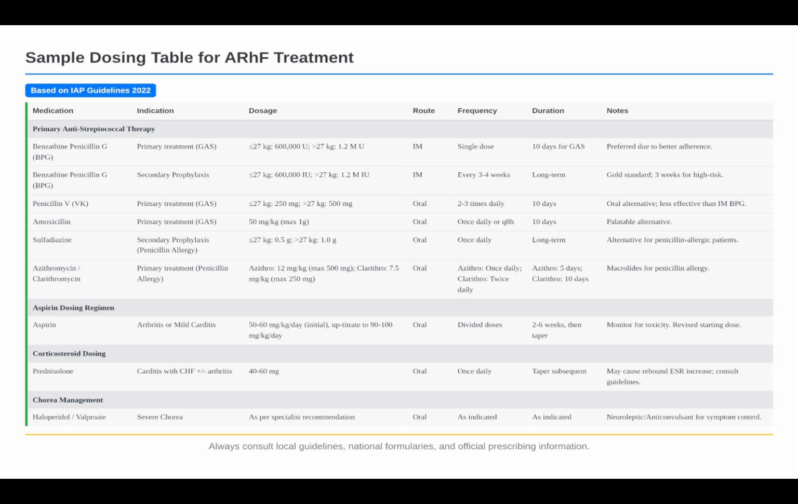I have provided a practical sample dosing guide for acute rheumatic fever treatment. For primary anti-streptococcal therapy, using benzathine penicillin G intramuscularly, children weighing less than 27 kg receive 6 lakh units as a single dose. For those 27 kg or more, it is 1.2 million units, also as a single dose. Regarding anti-inflammatory therapy, aspirin starts at 75 to 100 mg per kg per day, divided QID, maximum 4 to 8 grams daily for adults. Continue 1 to 2 weeks until afebrile and ESR and CRP normalize.